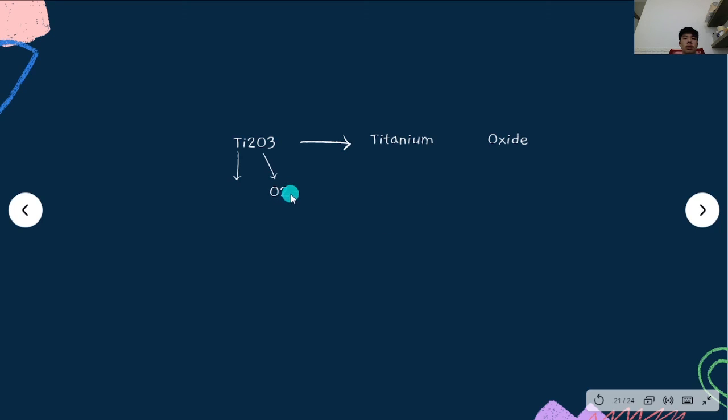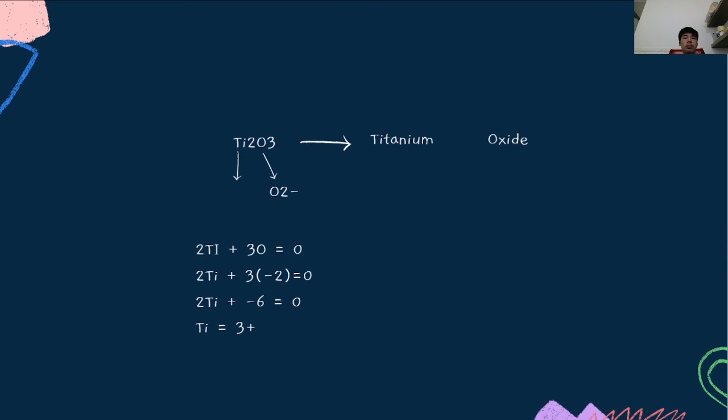Another example is Ti2O3. We know Ti stands for titanium and oxygen changes to oxide, but the charge is different from the previous one. So 2 titanium atoms plus 3 oxygen atoms, and the whole charge should be balanced, or 0. We know oxygen has the -2 charge, so 3 atoms times -2 equals -6. 2 Ti plus -6 equals 0. 2 Ti equals 6, then Ti equals a 3+ charge.